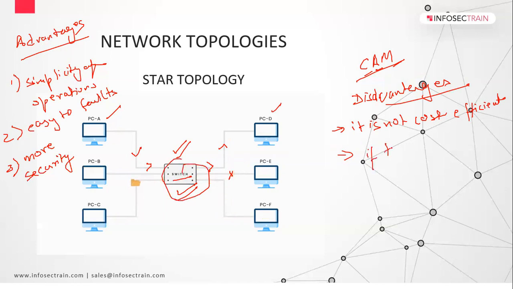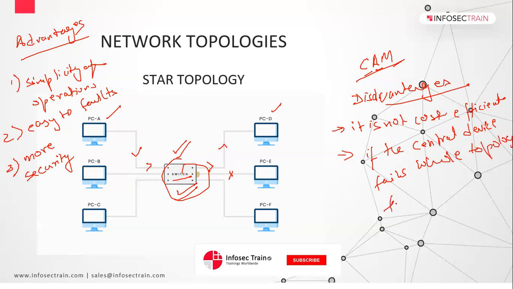So if the central device fails, the whole topology fails. It all depends on your central device, whether it's working fine or not, right? So these are the advantages, disadvantages, and working of star topology.